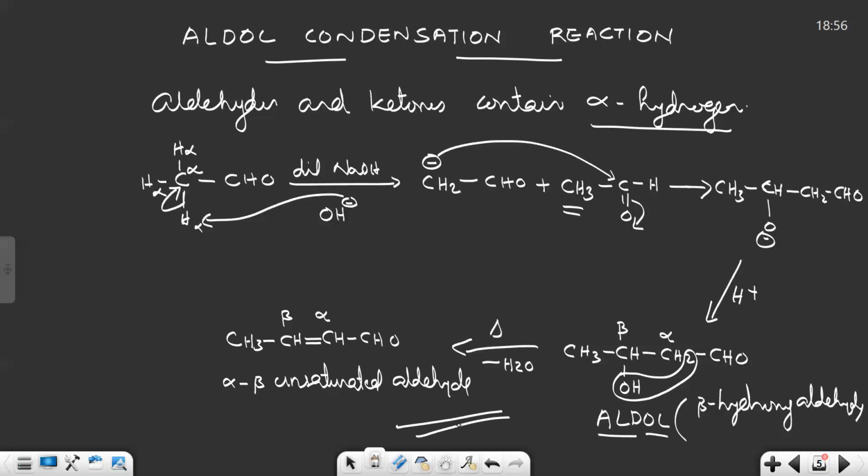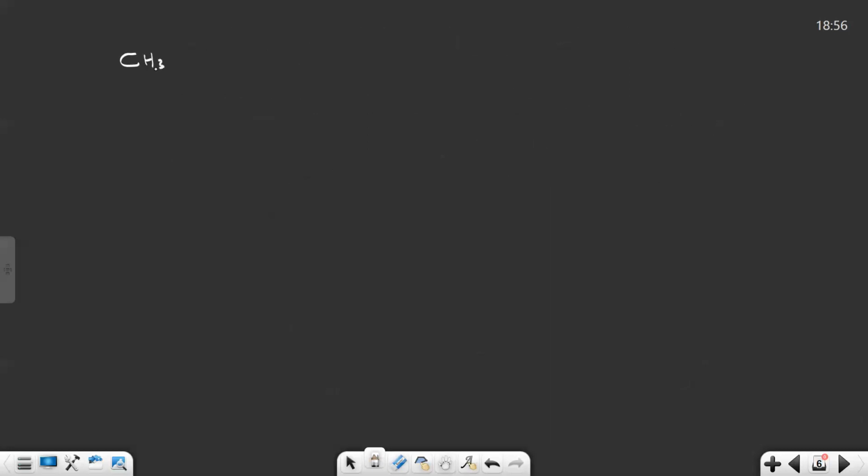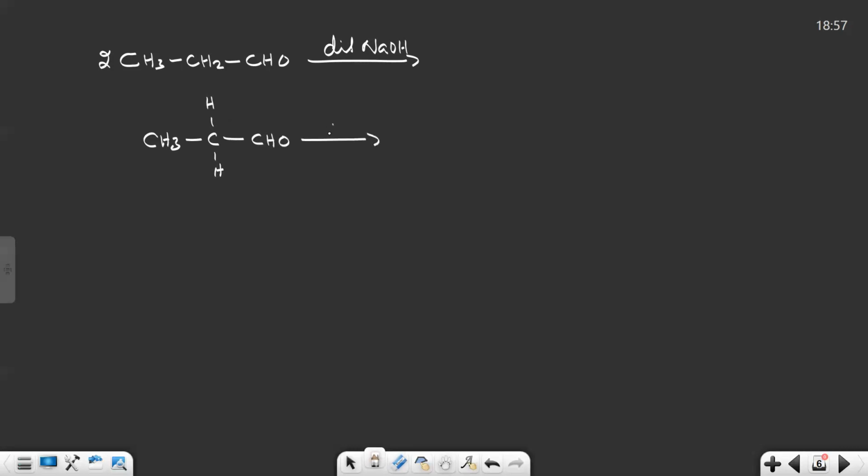Now we will consider another example. CH3, CH2, CHO. We know that two molecules of aldehyde are required for the reaction. So two molecules of CH3, CH2, CHO in the presence of dilute NaOH. What will be the product? We know the mechanism: CH3, CH2, CHO in the presence of this OH minus ion. The OH minus ion will abstract one of the alpha hydrogens.